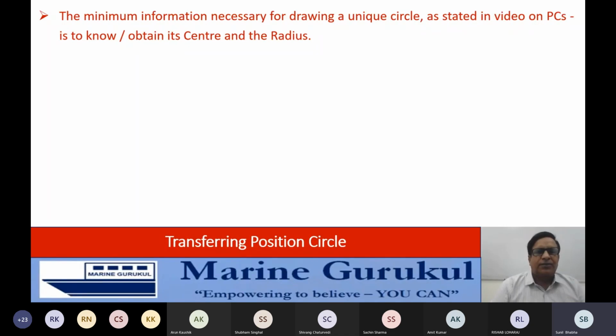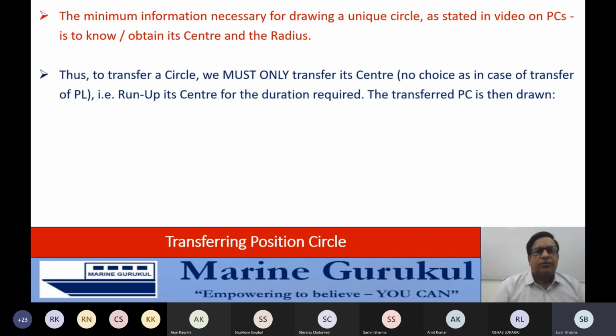So we need to carry out an exercise which gets us the center and the radius. Thus, to transfer a circle, we must only transfer its center. Unlike the transfer of position lines, where we could have taken any point of our choice on the PL and run it up, in case of a position circle, we do not have a choice. I repeat, we have to transfer its center and only center. That is, run up its center for the duration required.